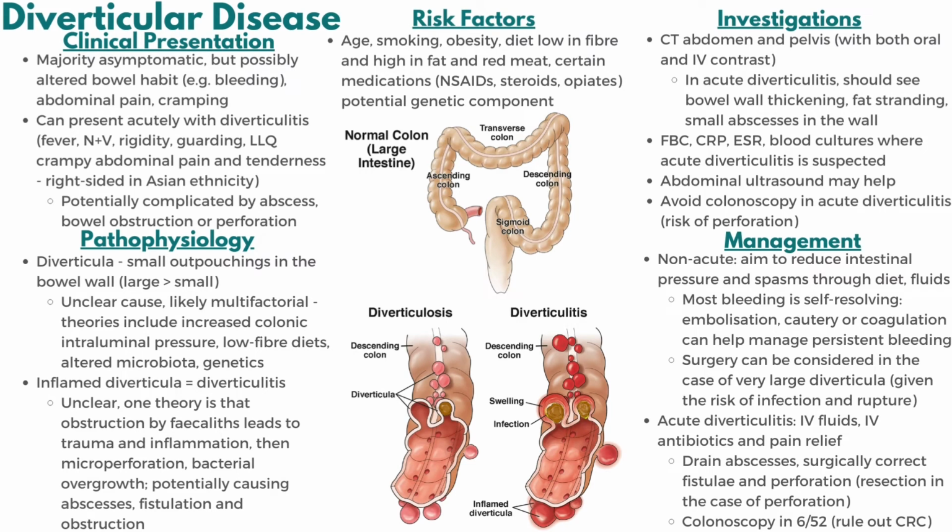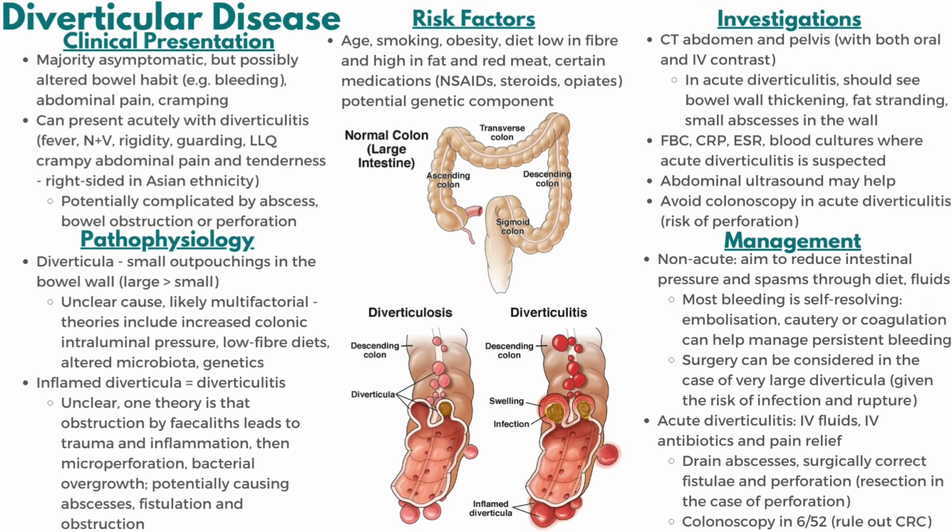The management depends on whether the patient presents with asymptomatic, non-acute diverticular disease or whether they present acutely with diverticulitis. If the patient is asymptomatic, the aim is to reduce intestinal pressure and spasms using diet and fluid intake. It's important to remember that most bleeding is self-resolving. If there is persistent bleeding, then embolization, cautery, or coagulation may be useful to manage this.